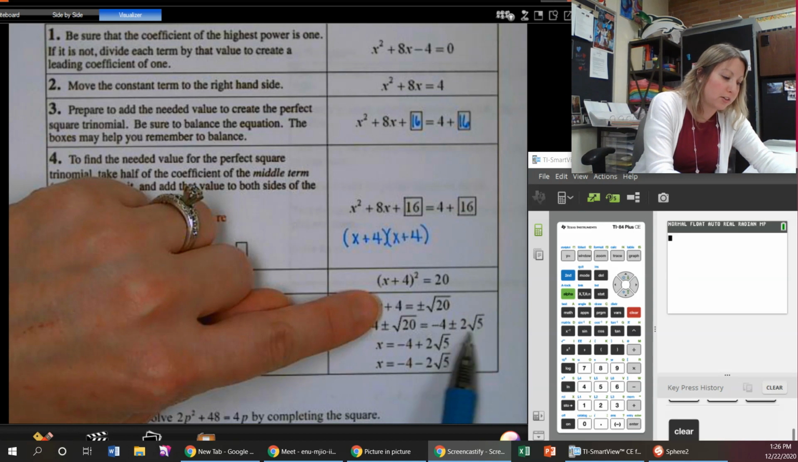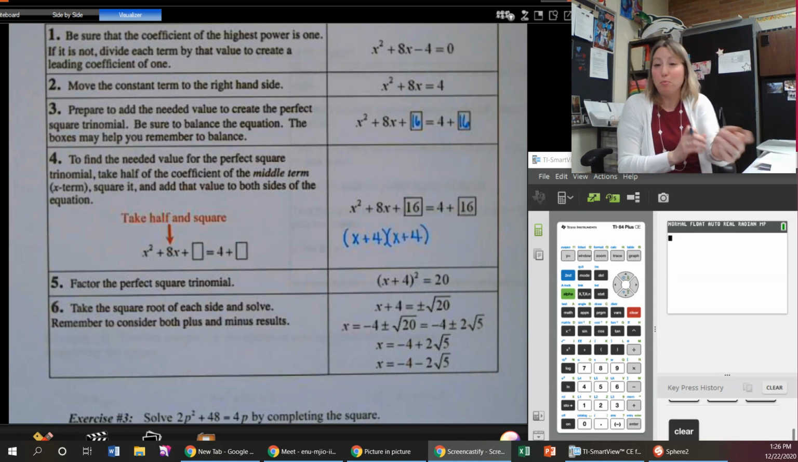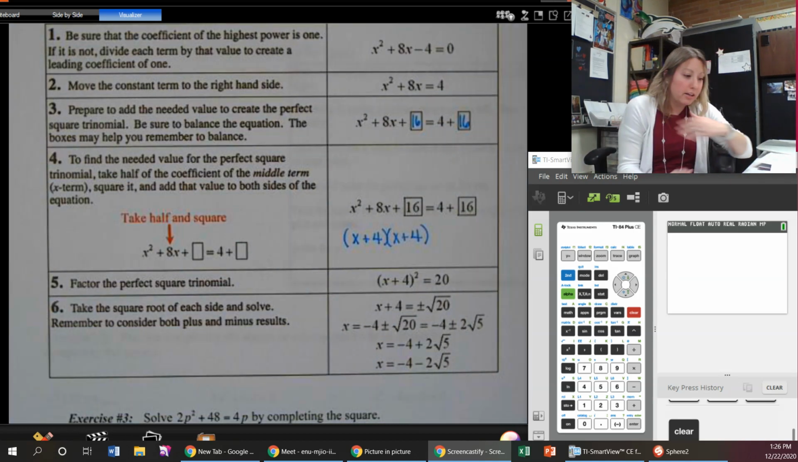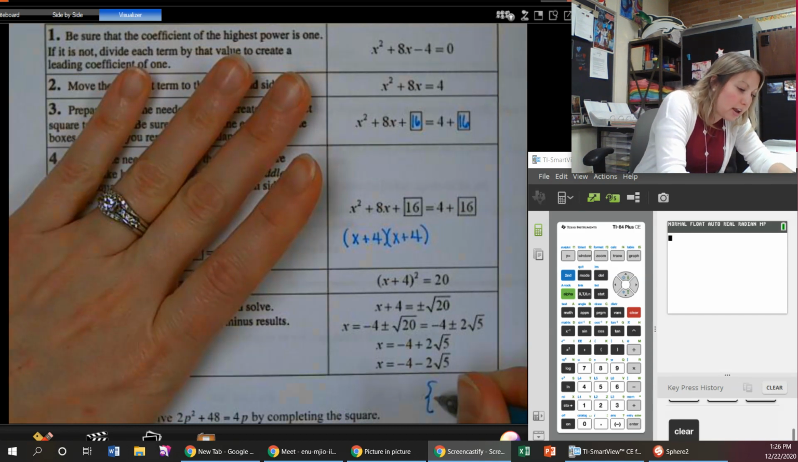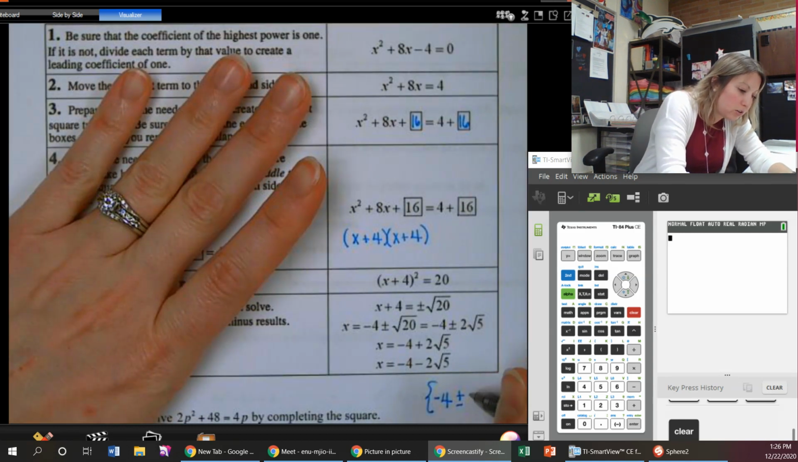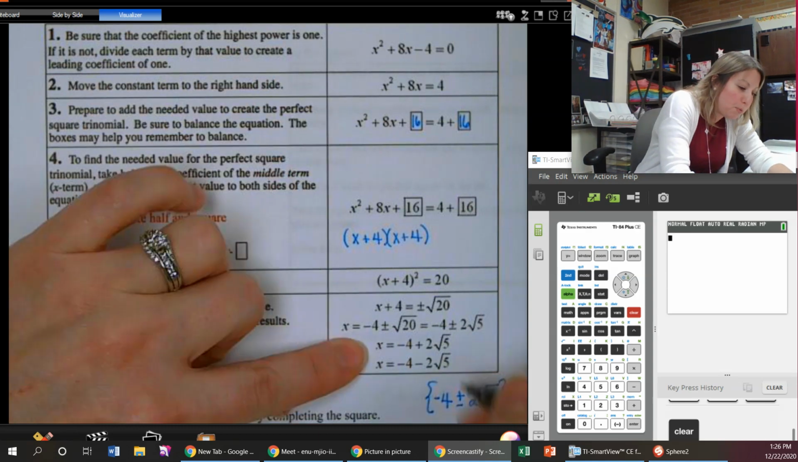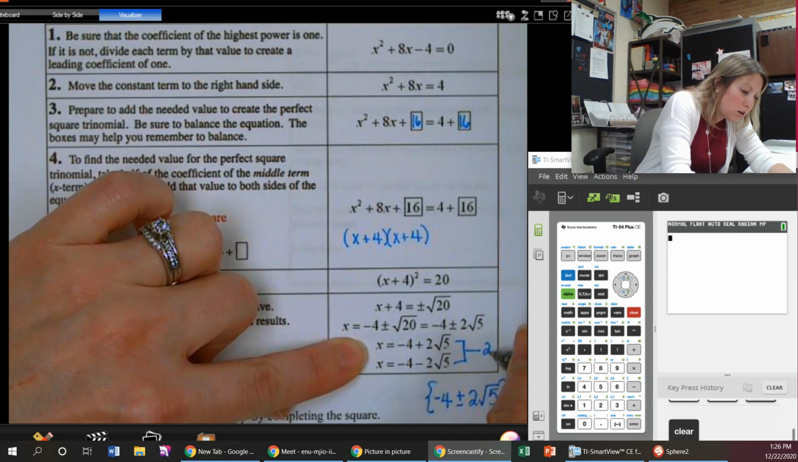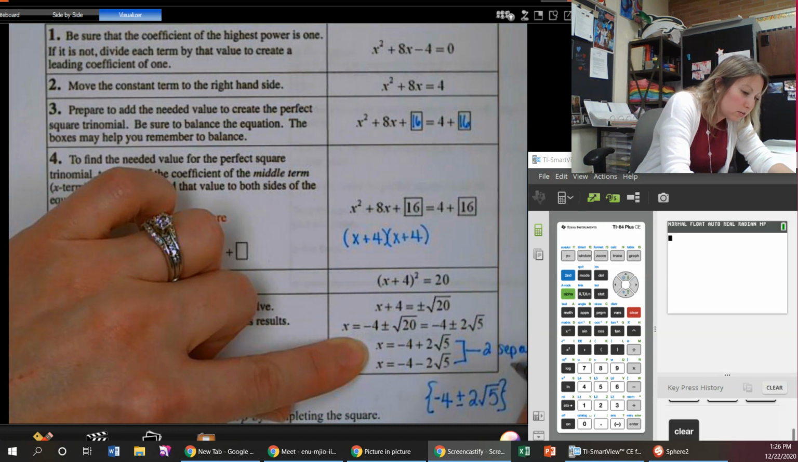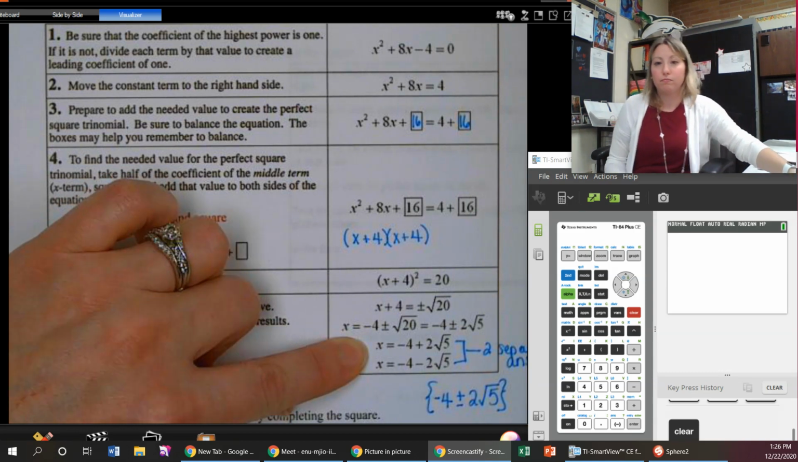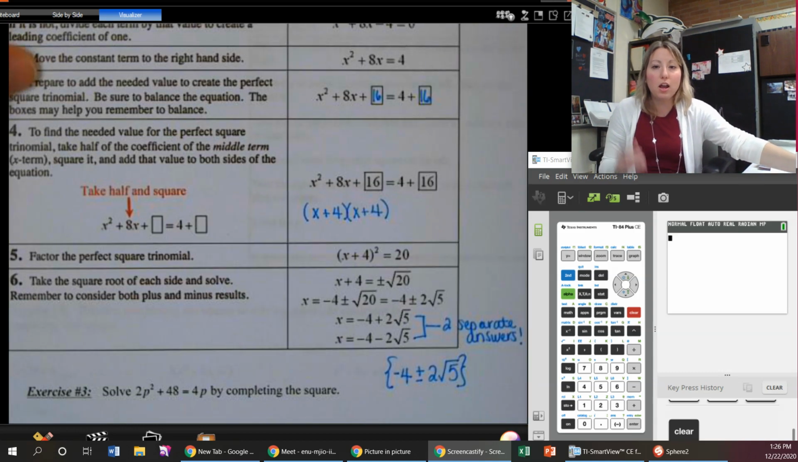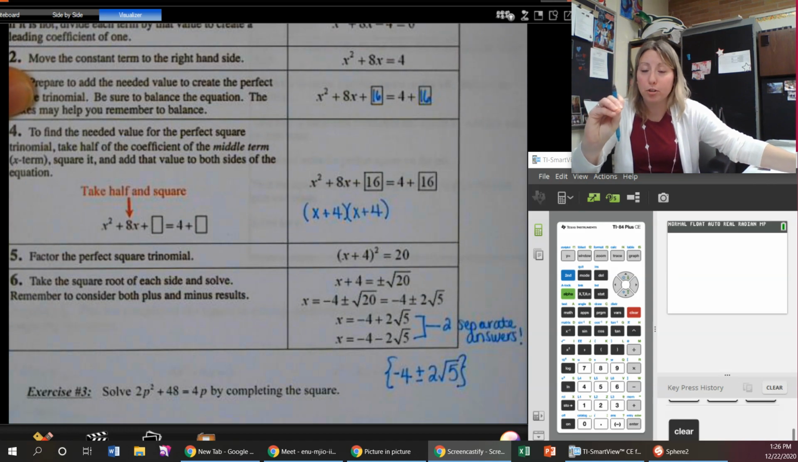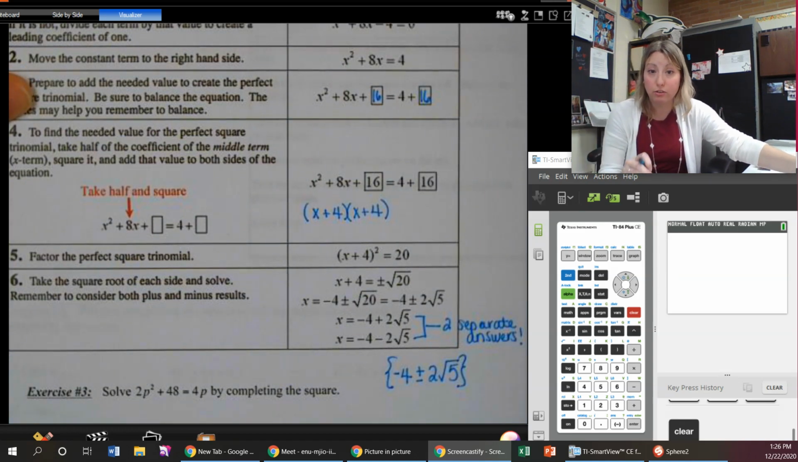See that? So the rational number is here. The irrational number is here. They are both real numbers. I write my answers as -4 plus and minus 2 radical 5. I'll write my answers that way, but keep in mind this is two separate answers. Okay, so keep that in mind. This is two separate answers. So if you want to separate them, you may, to remind yourself that's two things.